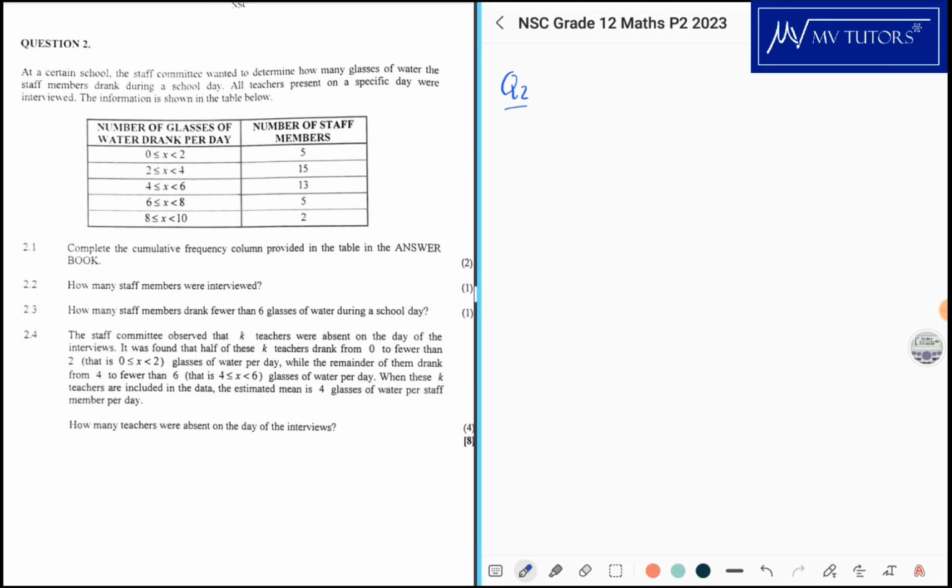But let's see. So this is the table there, and they show us how many glasses of water were drunk per day and the number of staff members that drink. So we can see most of them drink between 2 and 4 glasses.